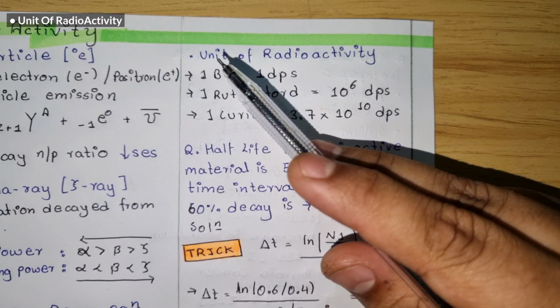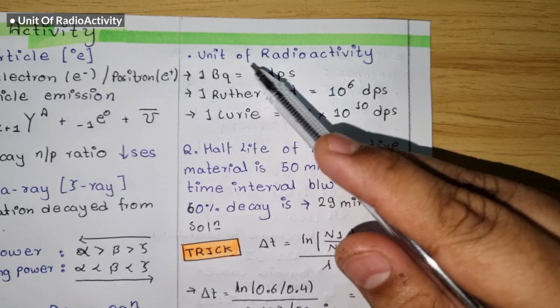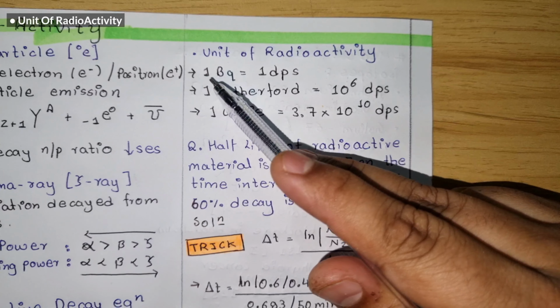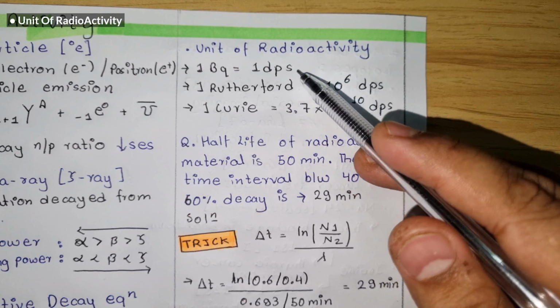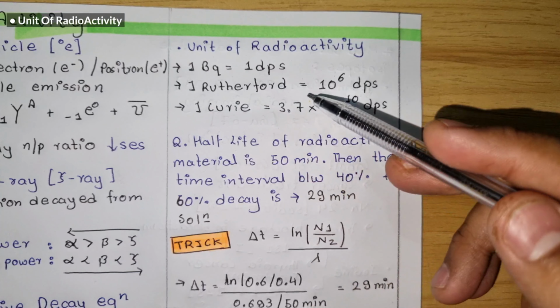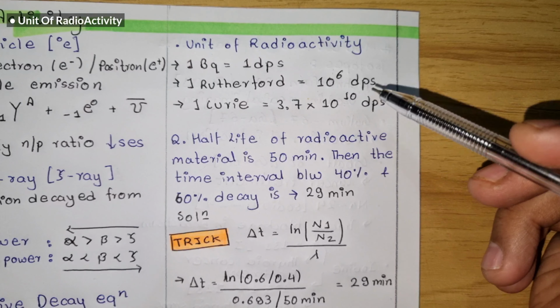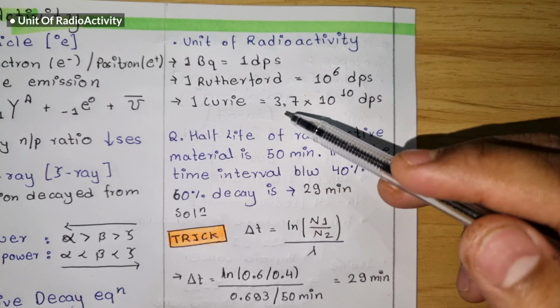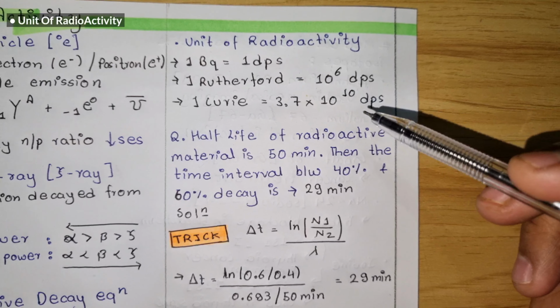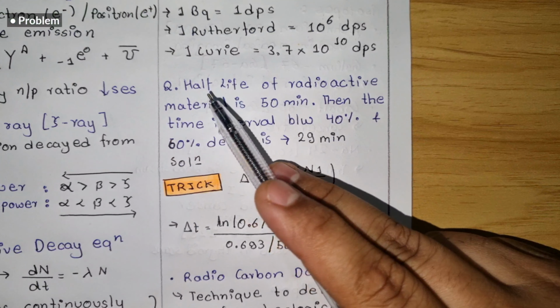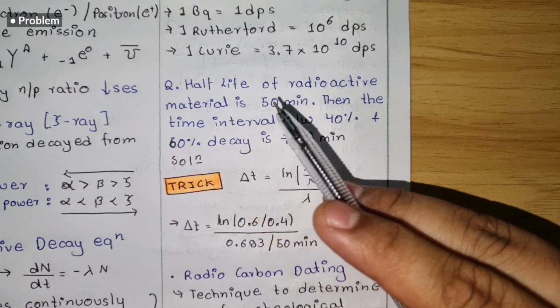There are three most important units of radioactivity, that is, 1 becquerel equals 1 disintegration per second, 1 Rutherford equals 10 raised to power 6 disintegrations per second, 1 Curie equals 3.7 into 10 raised to power 10 disintegrations per second.